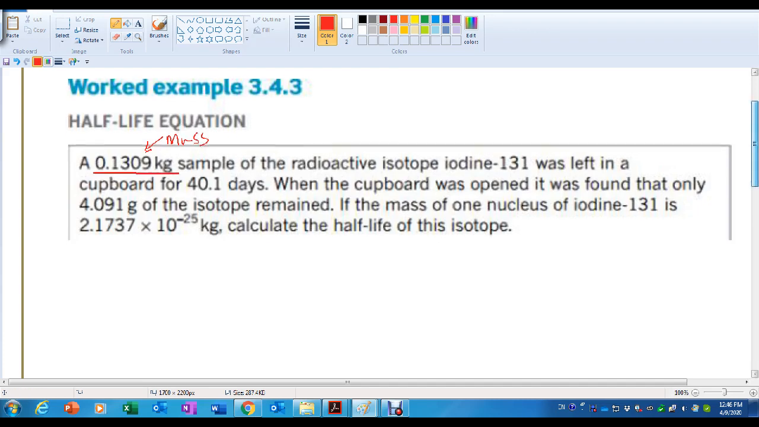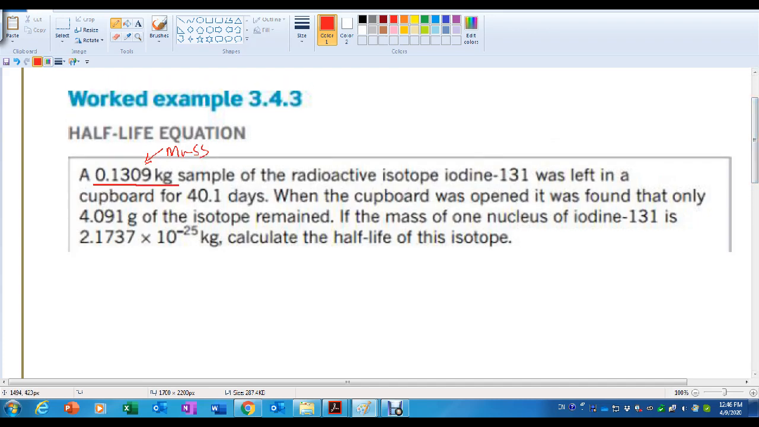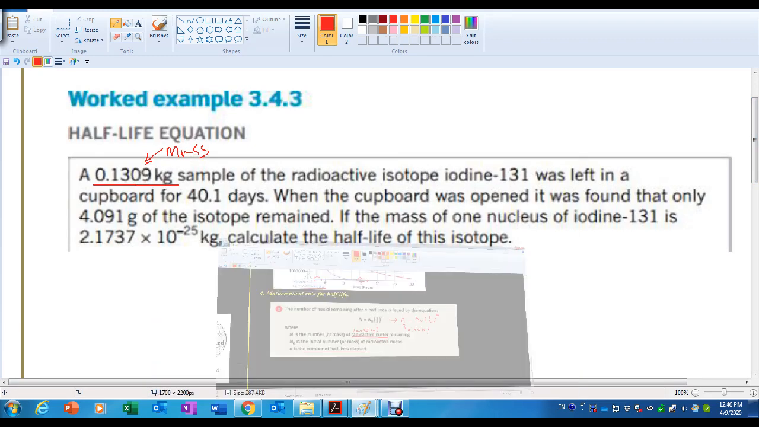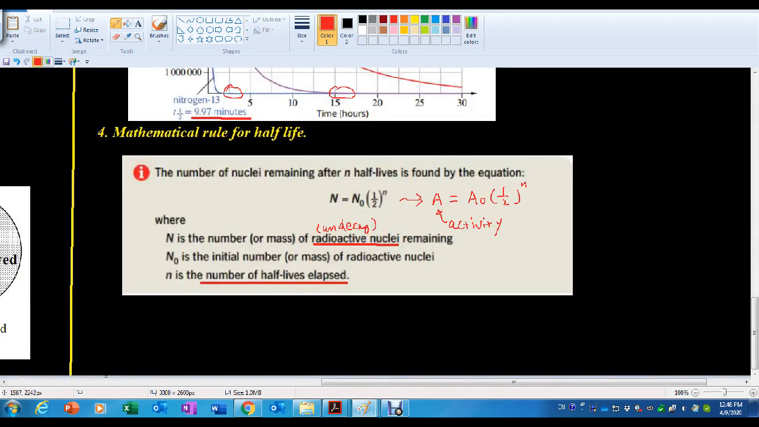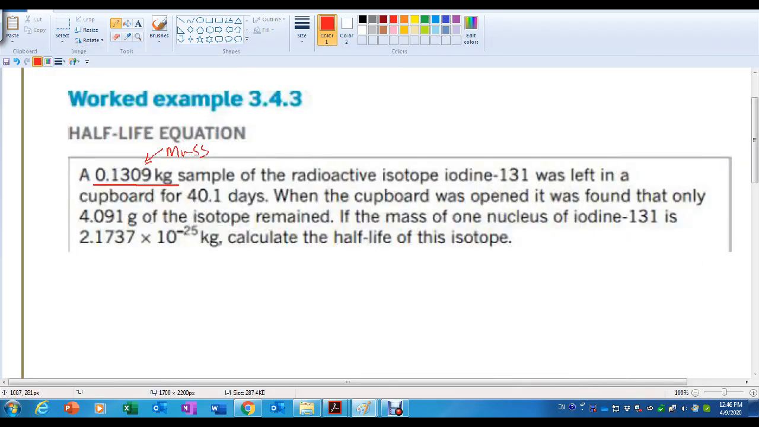Okay, so for this one, we might need to change our formula a little bit. We have a formula like this. We use N, and we might use A. There's another possibility that we might use mass as well. They're all the same. So that means the mass of the radioactive nuclides in the sample. That's the initial mass of the sample, for iodine-131, which is a radioactive nuclide.